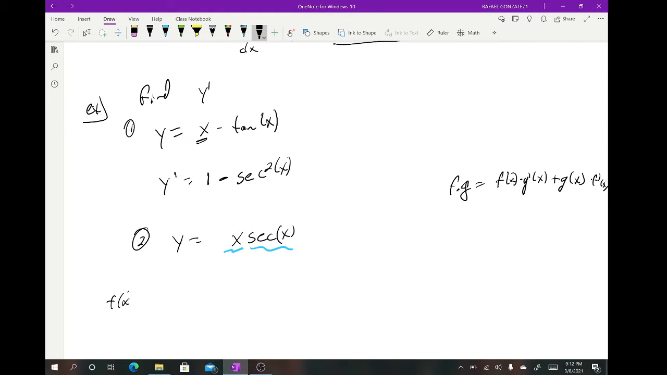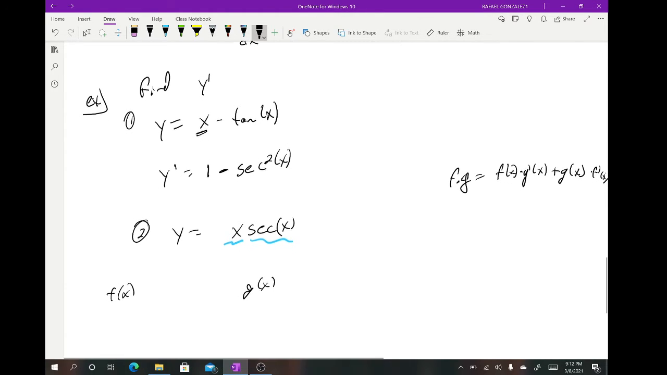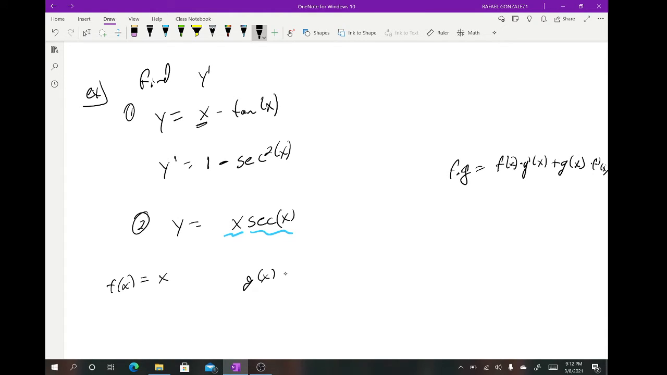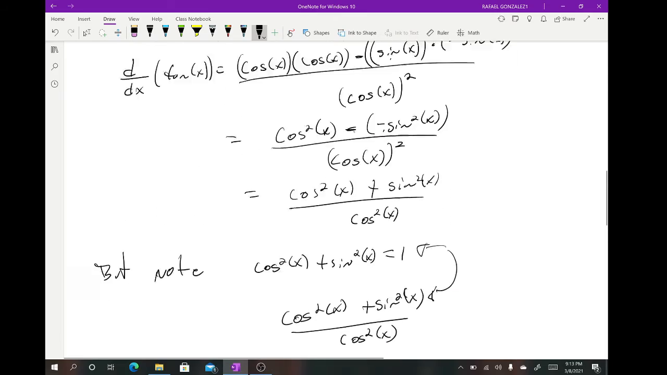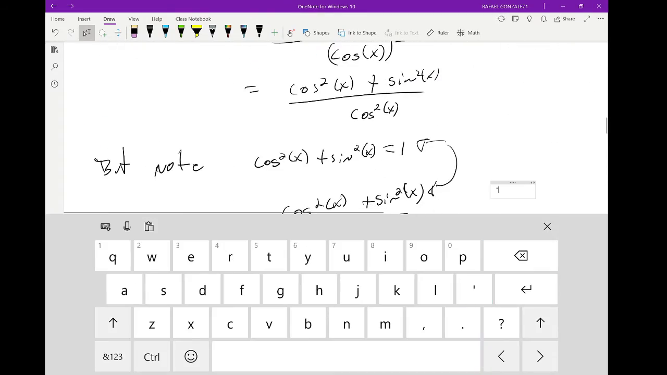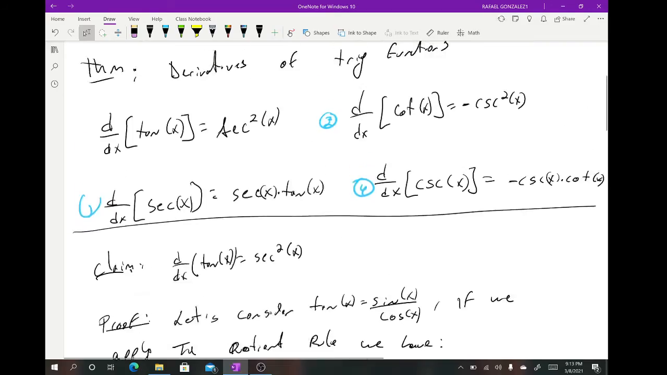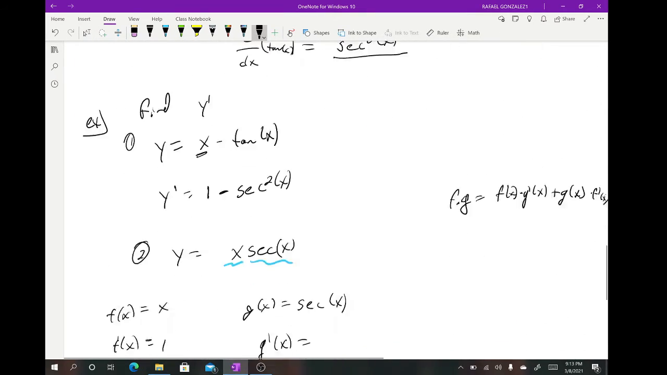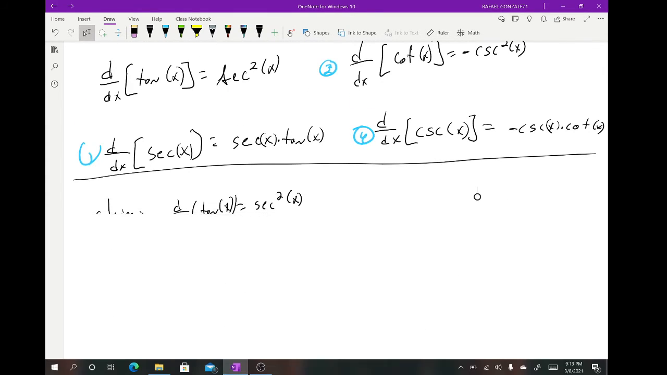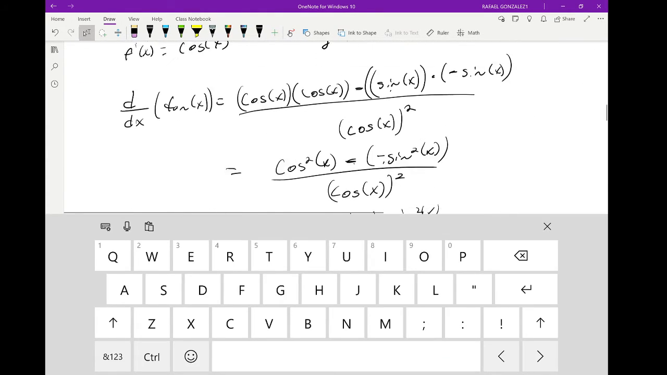In any case, let's figure out what f of x and g of x are. Here I'll say f of x is x and g of x is secant of x. So that means that f prime of x is simply 1. The derivative of x is just 1. And g prime of x, well, that's secant x, so we actually have that rule now because I wrote it for you. It's right up here. So the derivative of secant of x is secant x times tangent x. Okay, so that's just secant x times tangent of x.